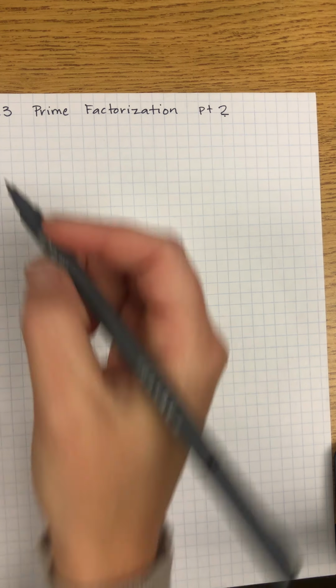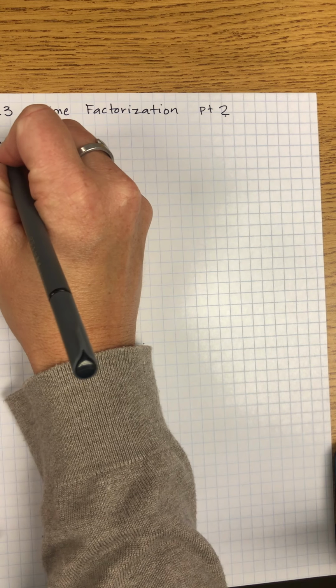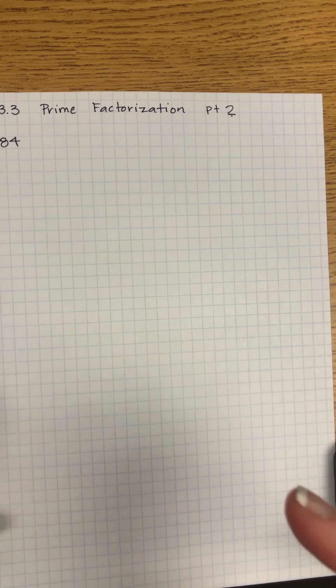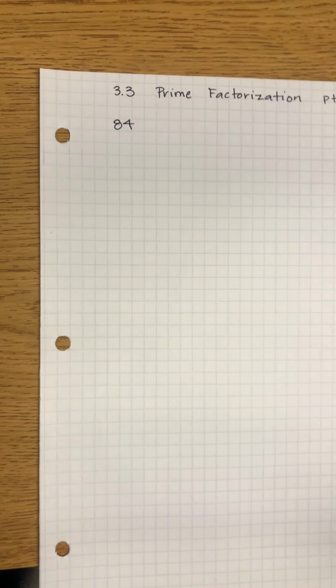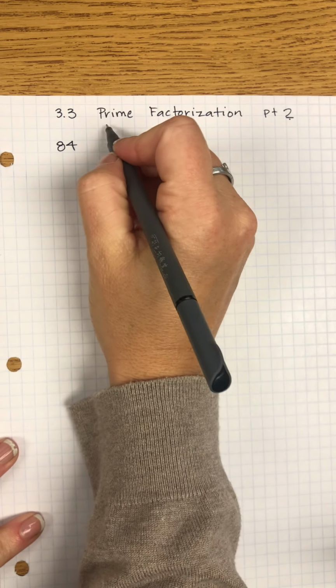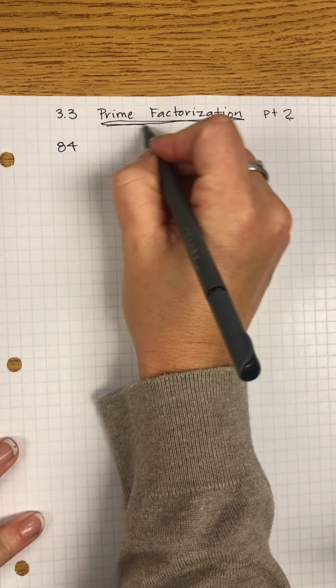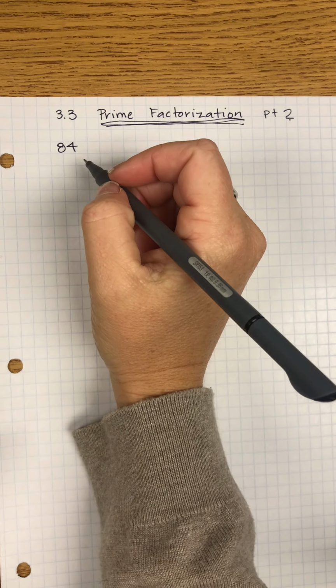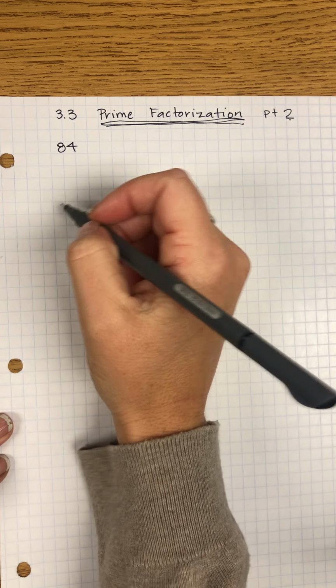So today we are going to start with a number like 84. And the directions are going to be to find the prime factorization. So a lot of times in, I think, 4th or 5th grade, you do a factor tree. Do you guys remember a factor tree? Well, it's okay. We're going to do it together. So whether you remember it or not, now it will be fresh in your mind.